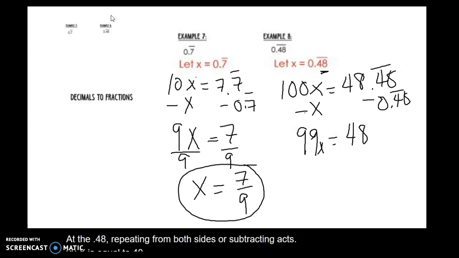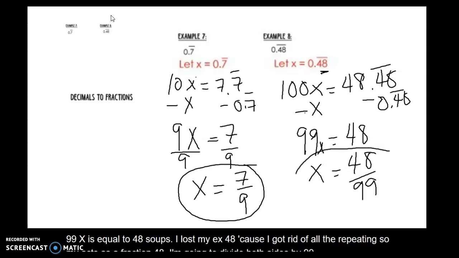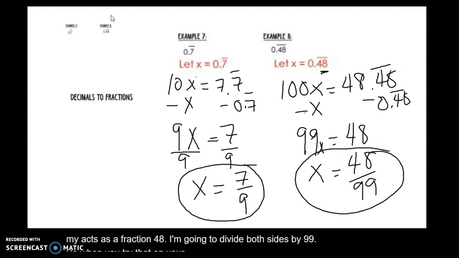Oops, I lost my x. 99x equals 48, because I got rid of all the repeating. So to get x as a fraction, I'm going to divide both sides by 99. So when you try that on your calculator, 0.48 repeating is the same as 48 over 99.